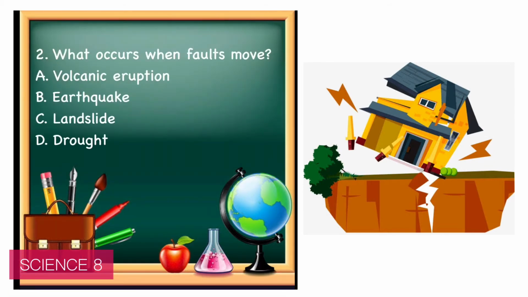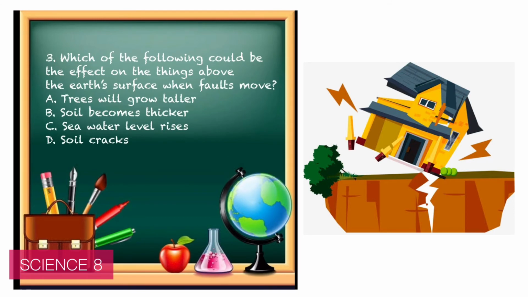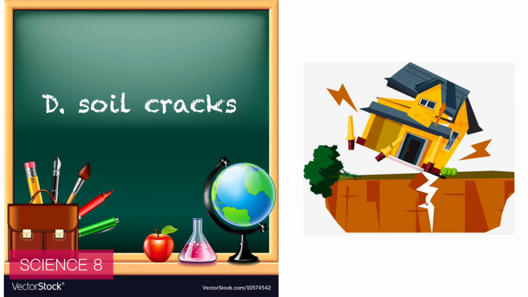Number 2. What occurs when fault move? A. Volcanic eruption. B. Earthquake. C. Landslide. D. Drought. The correct answer is letter B, earthquake. Number 3. Which of the following could be the effect on the things above the Earth's surface when faults move? A. Trees will grow taller. B. Soil becomes thicker. C. Seawater level rises. D. Soil cracks. The correct answer is letter D, soil cracks.